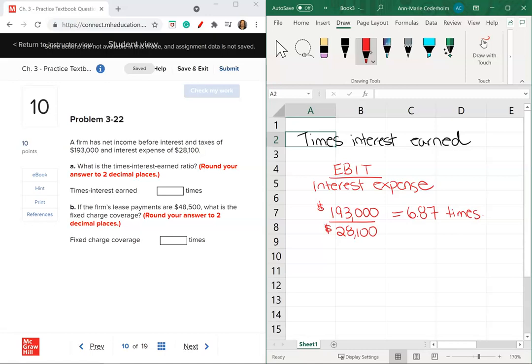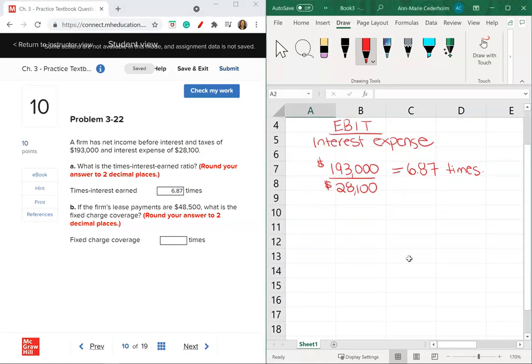So that means for every $1 of interest expense, I have 6.87 times of earnings before interest and taxes. So banks usually look at this one because they want to know if they're going to give you a loan, they want to make sure you already have enough earnings in order to pay your current interest expense obligations. So 6.87.